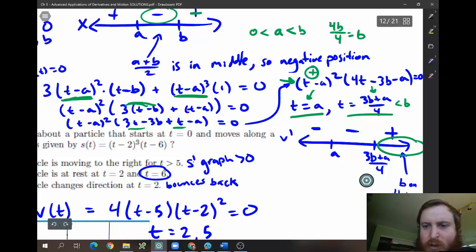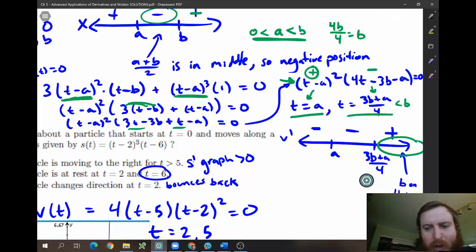This is always positive because it's even. And then 0 minus 3b minus a. Negative 3b and negative a, since we know 0 is less than a, less than b, they're both normally positive values. So if it's negative 3b minus a, that's going to be a negative. Positive times a negative is negative.